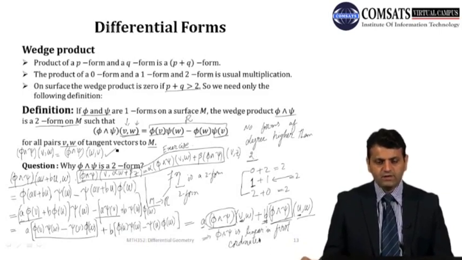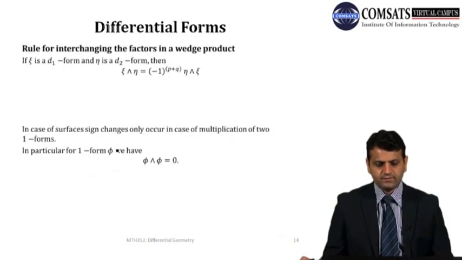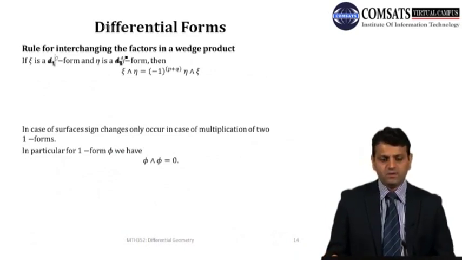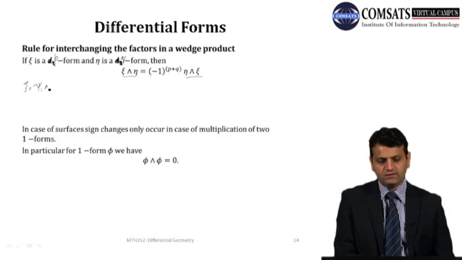So we have defined what is a product of two one-forms on the surface. Now if xi is a p-form and eta is a q-form, then xi wedge eta is equal to minus 1 raised to power p times q, eta wedge xi. So you changed their order. This is very simple to see. Let's say xi is equal to psi 1 wedge psi 2 and so on. So xi is a p-form, so it is the product of p 1-forms. Similarly, eta is equal to the product of q 1-forms.